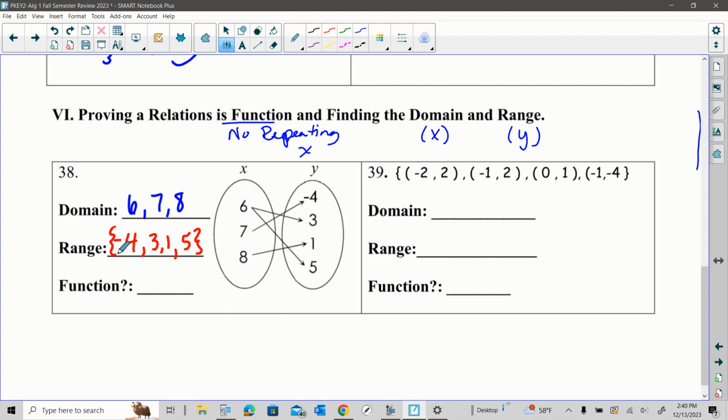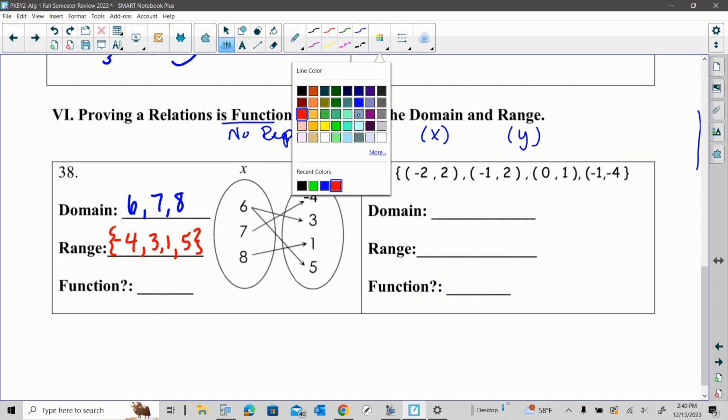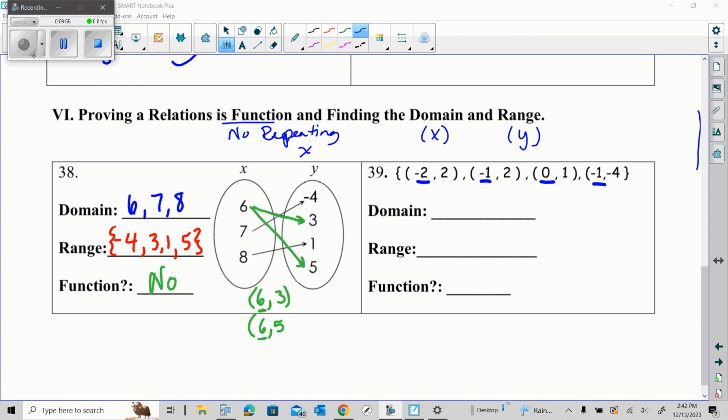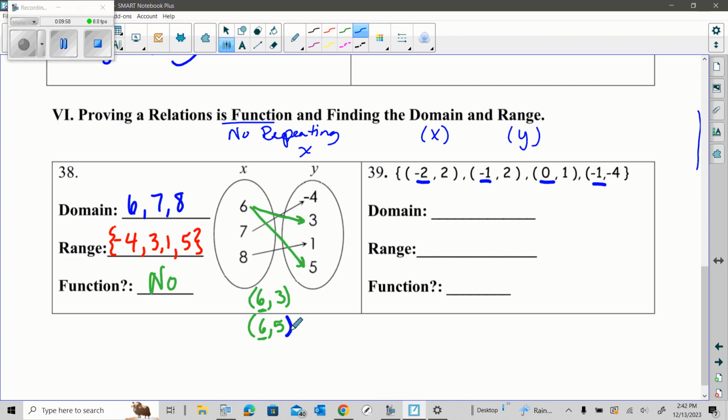Okay, now to determine if it's a function, we can't have repeating x's. Now in mapping, what you're going to look for is if these lines that are showing what numbers map to split. So like right here, there's a split. This indicates the 6 is mapping to 3, and 6 is going to 5. So it's repeating. The 6 is repeating. So this would be, no, it's not a function. Okay, so check your x for your domain, and check that it doesn't repeat. All right, so you take care of that one.